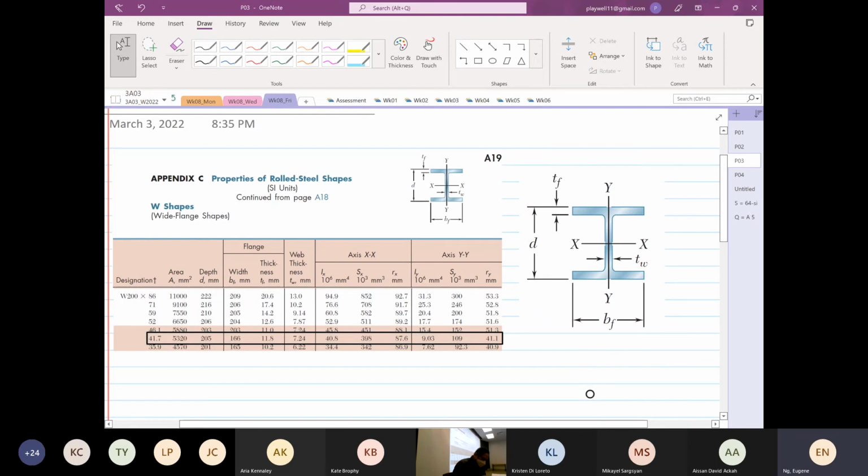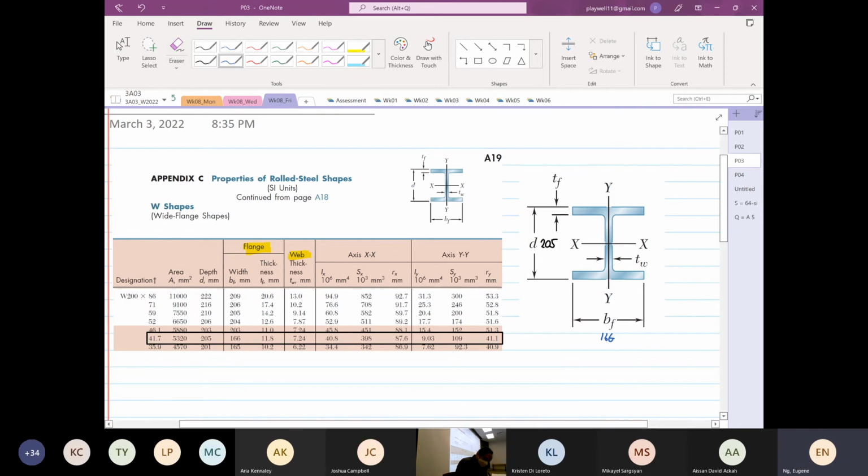Okay. So what do we have? Our D is 205. Do you all remember, I asked you to memorize what a flange is and what a web is for this reason, so you know exactly where it goes. And then BF is 166. And then TF is 7.24. And then we have our TW, the web thickness, is 7.24.